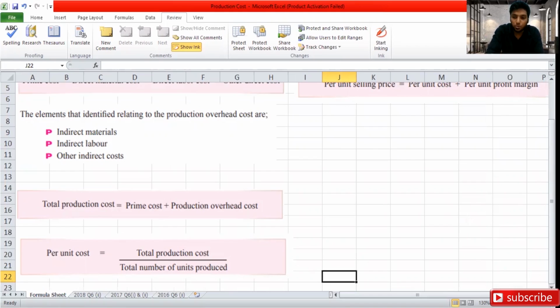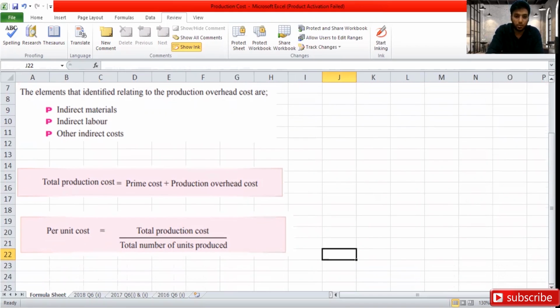So how do we find out the per unit cost? Per unit cost is the actual cost of one unit. When you are taking the cost of one unit, you need to take the total production cost, which is prime cost and production overhead cost, and divide it by the number of units. So you'll be able to find out the per unit cost.